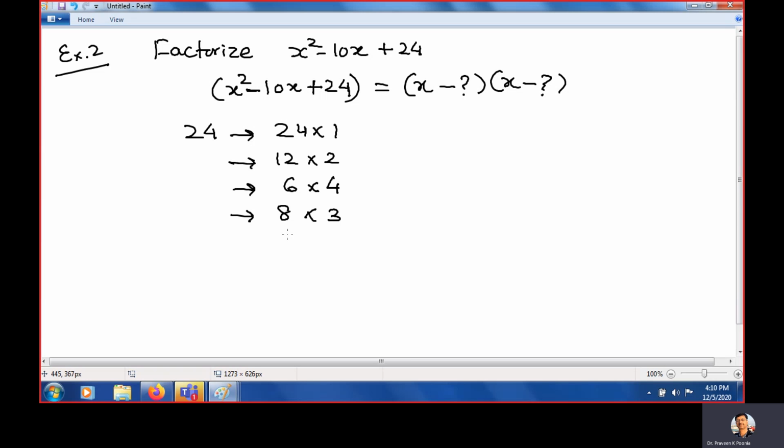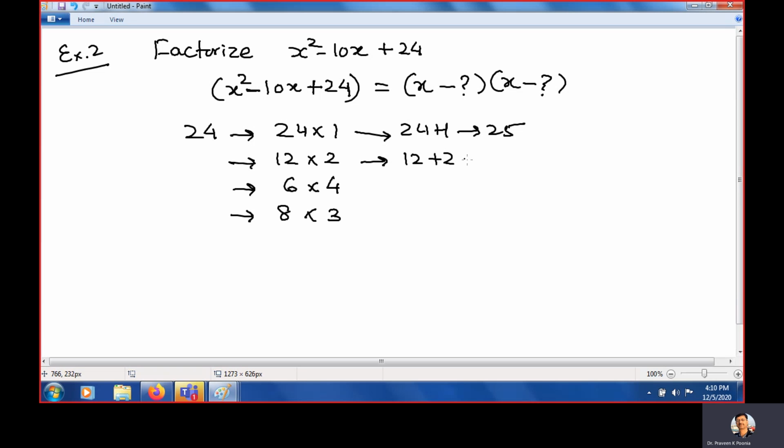And that's all. These are the 4 possible factors. Okay, let us do 24 plus 1, 25. 12 plus 2, 14. 6 plus 4, 10. 8 plus 3, 11. You need to add these numbers. Okay, how? Look, 24 plus 1 is 25.